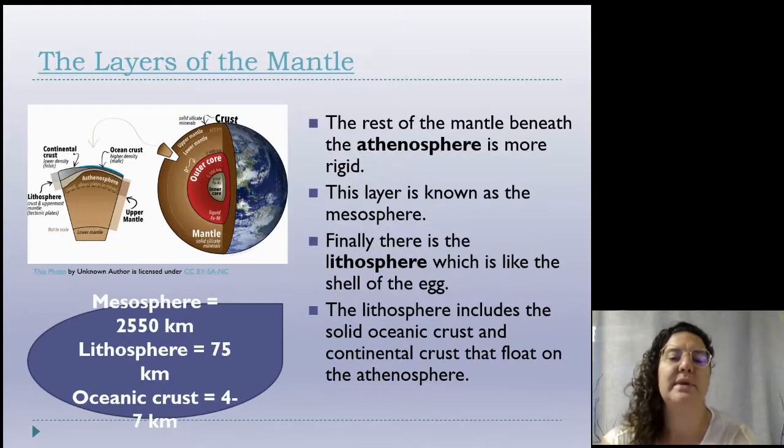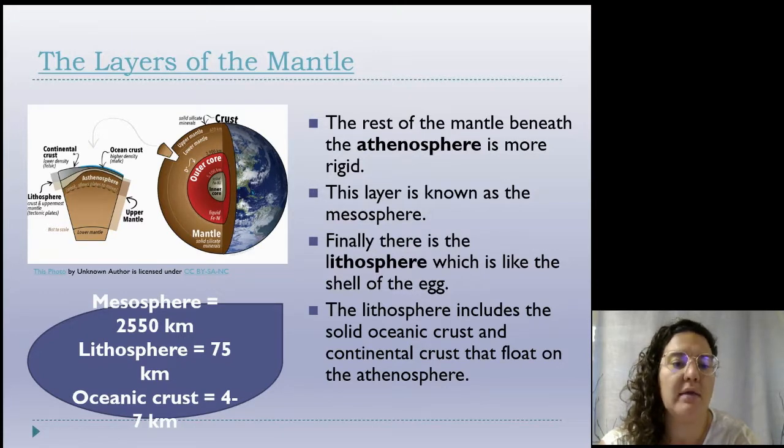The rest of the mantle beneath the asthenosphere is more rigid. This layer is known as the mesosphere. Finally, there is the lithosphere, which is like the shell of the egg. The lithosphere includes the solid oceanic crust and the continental crust that floats on the asthenosphere.